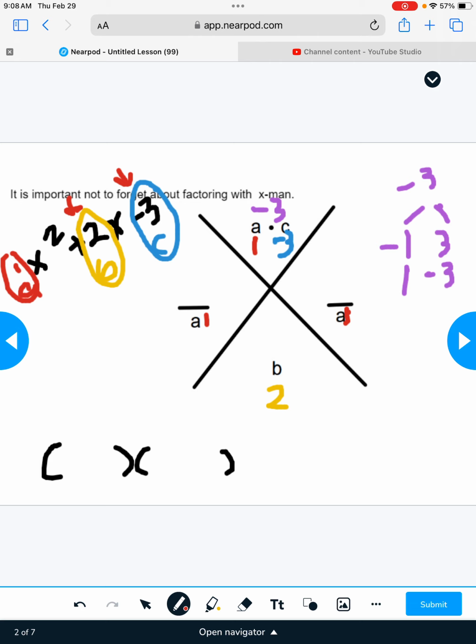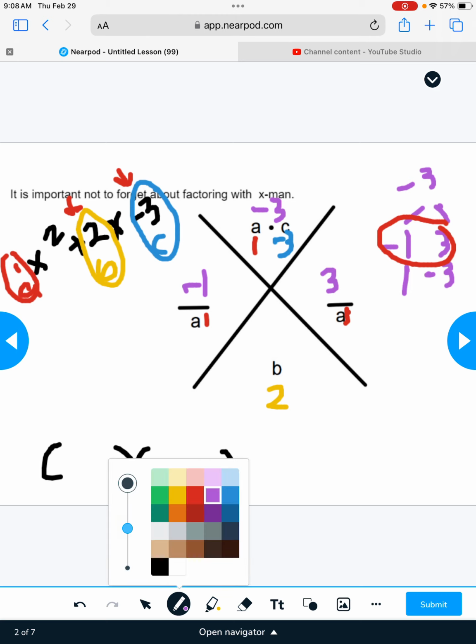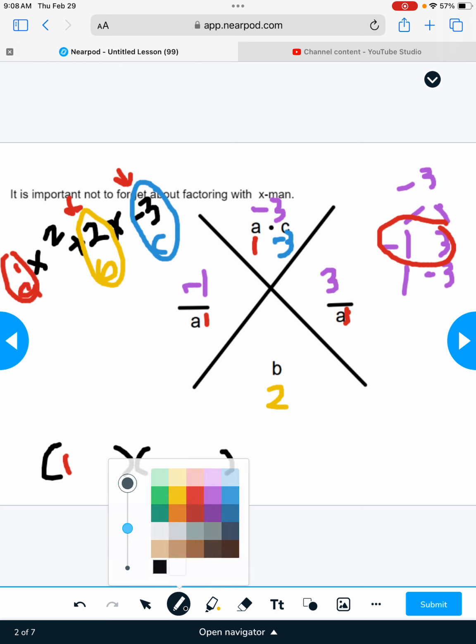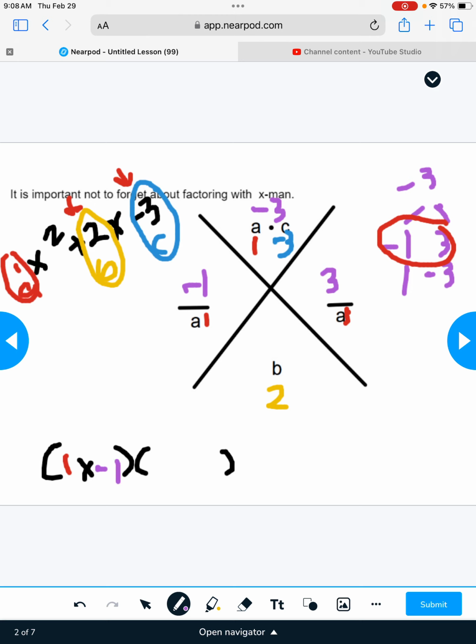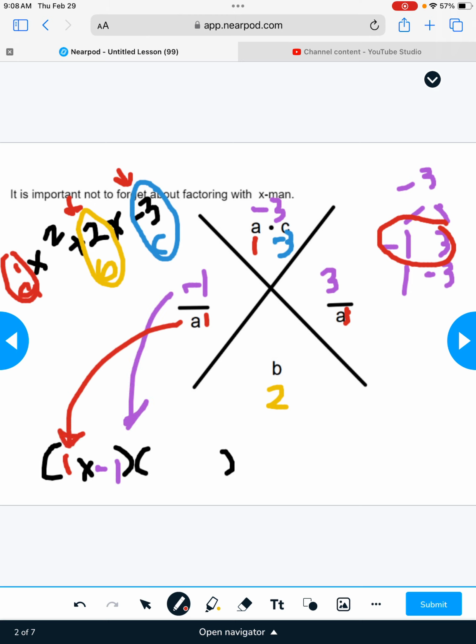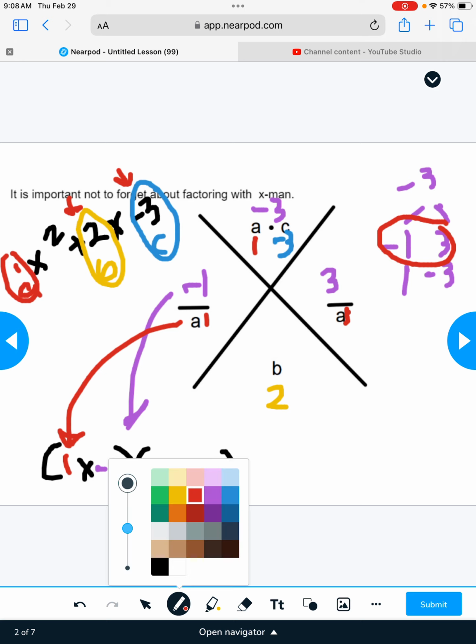In this case, when I'm looking for two numbers, I'm trying to find two that add up to a positive 2, and that would be this 3 and that minus 1. So when I put that minus 1 and that 3 here, that's going to help us set up our factor, because we're going to have that 1 in front of our x. It's going to be invisible when we write it, but then that minus 1 goes after. The bottom number will always go in front of the x. The top number is always going to be after. Same thing on the other side.